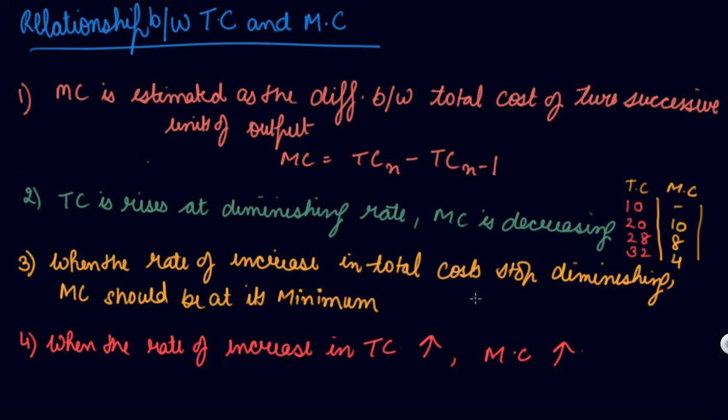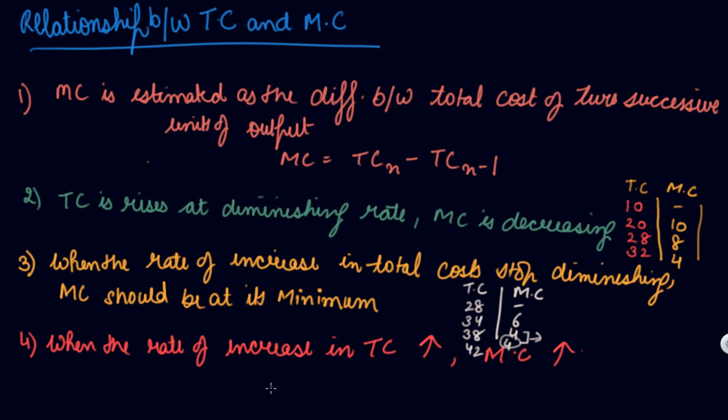In the same way, let's say your total cost is 10, 20, let's say 28, then 34, then 38, and if you calculate your marginal cost here, 34 minus 28 is 6, then 4. And now if we say your total cost is 42, again your marginal cost is 4. So it has stopped diminishing. So your marginal cost is at its minimum or remains constant.